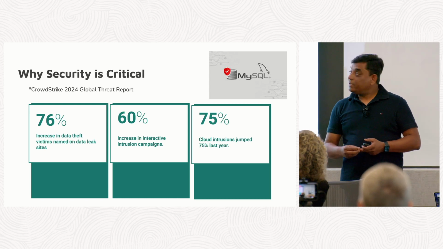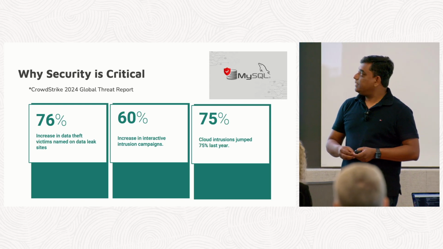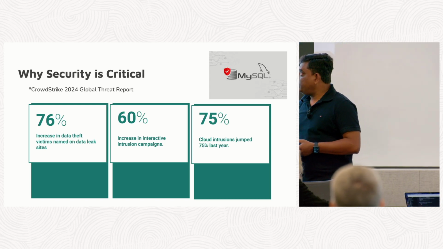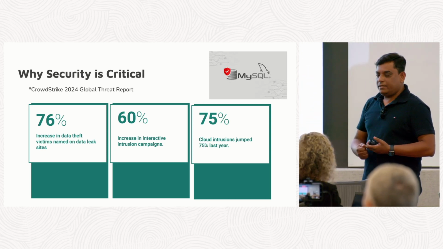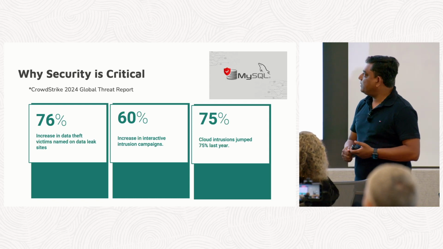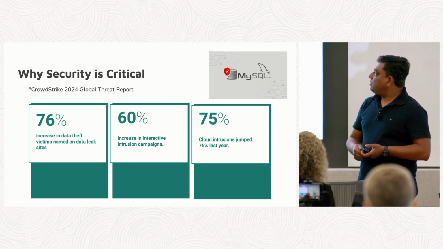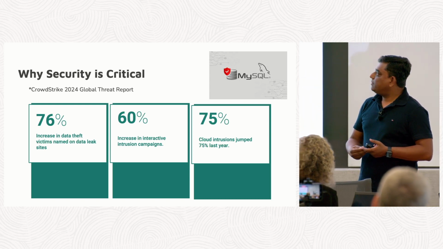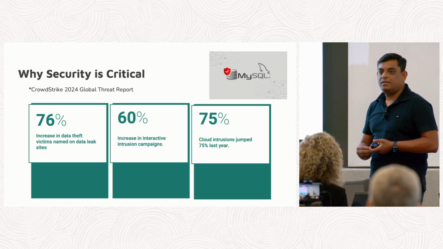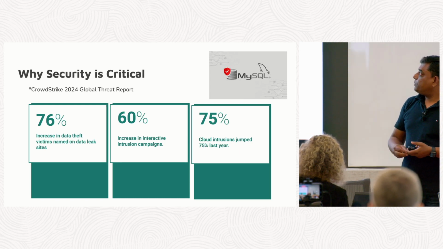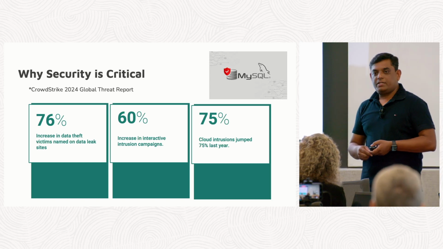So now coming to database security, as in general security, why did this become so important? If you see, this is the latest survey of CrowdStrike in 2024. There is an increase of 76% in data theft and 60% in intrusions, and 75% in cloud intrusions especially. So this tells the story that no systems are safe. Every year the risk of security in the world is evolving, and the cloud intrusions jumped to 75% as compared to 2023. This is the latest report from CrowdStrike.